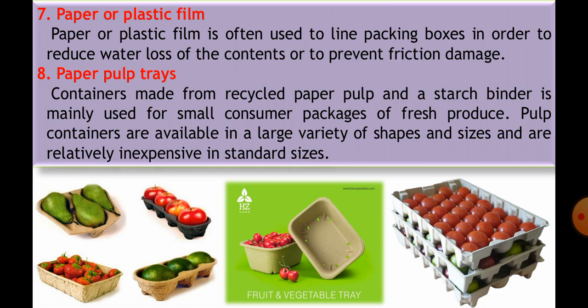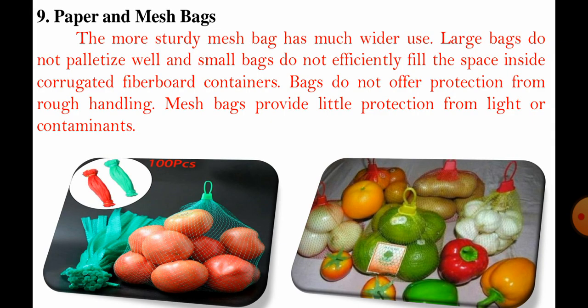When you use a paper pulp tray, if there is additional moisture on the surface of the fruit, that moisture will be absorbed by the paper pulp tray. Then the next one is the paper and mesh bag.